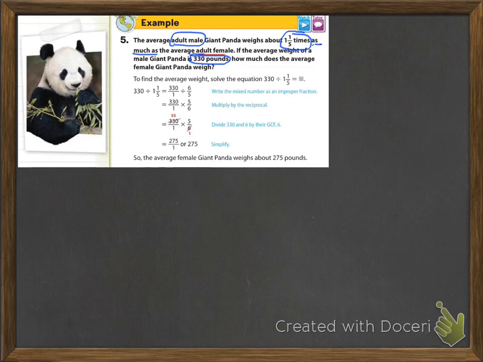So I'm not going to have you rewrite this problem. I just want to go ahead and have you follow along. So the first thing that they did here is write 330 over 1 divided by 6/5. Then they did the keep flip change, 330 over 1 times 5/6. They cross simplified here. They divided both out by 6. So they got 55 on top and 1 on the bottom. And then the final answer that they came up with was 275. So notice here in their final answer, it says that the average female giant panda weighs about 275 pounds. So they have their units with that as well.